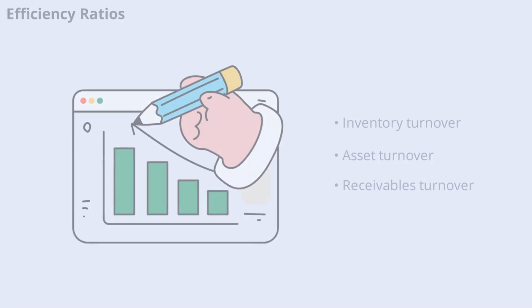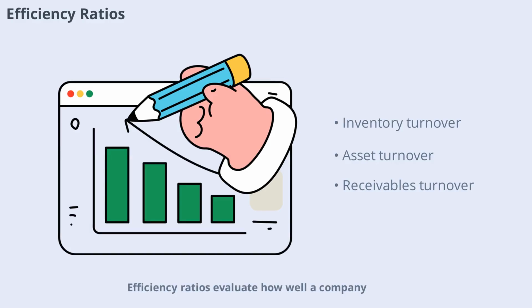Efficiency ratios evaluate how well a company uses its assets and manages its operations. Examples include inventory turnover, asset turnover, and receivables turnover. These ratios reveal how quickly inventory is sold, how efficiently assets generate revenue, and how promptly customers pay their bills. High efficiency ratios often reflect effective management and streamlined operations.